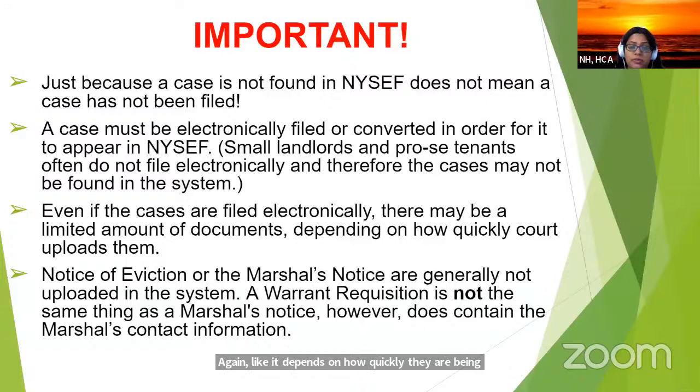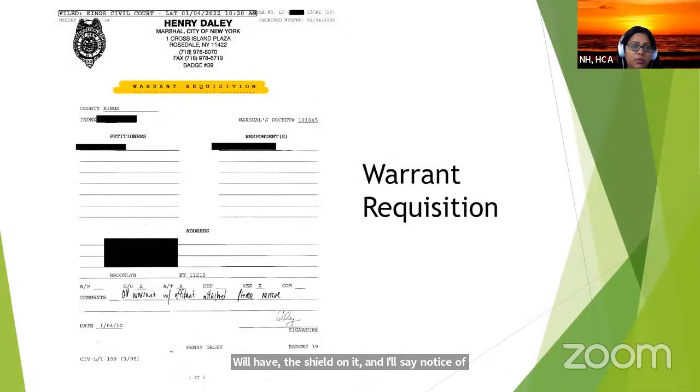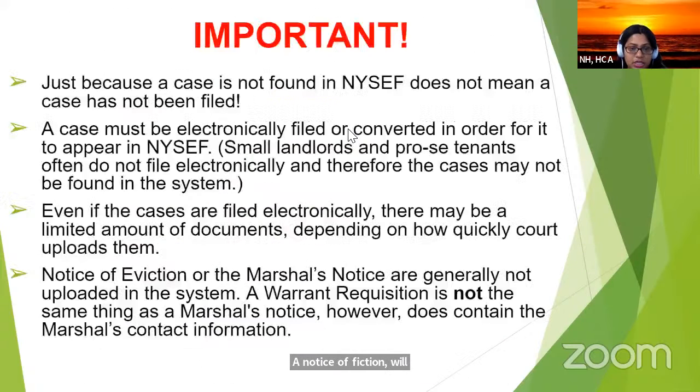And again, a notice of eviction is a marshal's document. It's usually not uploaded into NYSCEF, but a warrant requisition is not the same thing as the marshal's document. The marshal's document will have the shield on it, and it'll say notice of eviction. The warrant requisition will say warrant requisition right here. A notice of eviction will say notice of eviction. But the warrant requisition does have the marshal's information on it.